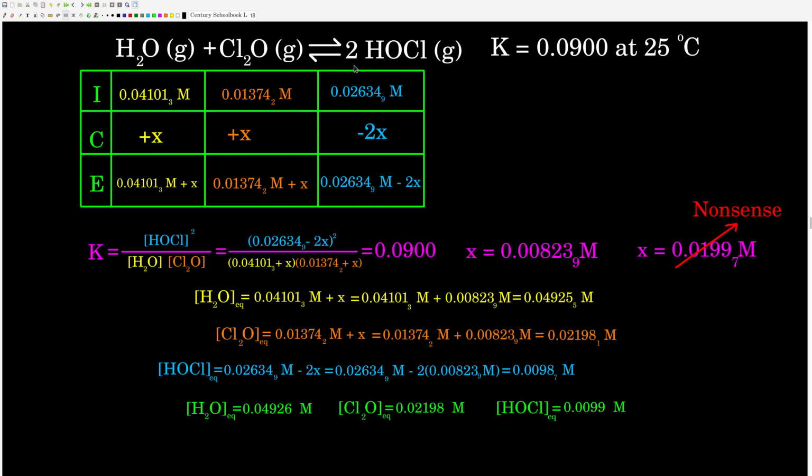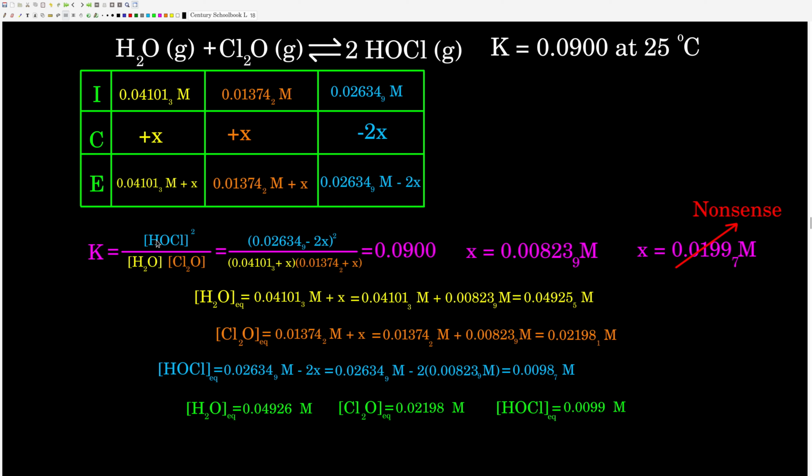Because we know, and the only way we know this, guys, is because we calculated Q and compared it to K. Q was bigger than K. So that tells us the equilibrium is going to shift to the left, which means we're going to gain some steam and some dichlorine monoxide. So that's why it's plus X, not minus X here. And we're going to lose some hypochlorous acid. So it's minus 2X, 2 because of this 2 right here, right? For every 1 mole of steam that we make, we lose 2 moles of hypochlorous acid. So minus 2X. And now we get an expression for each of the equilibrium concentrations for all the species.